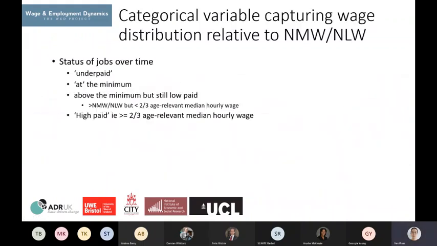The last thing that we did is try to put in a category variable to capture the wage distribution relative to the national minimum wage. So for job status over time, we have four classifications. The first one is underpay, then those who are at the minimum wage, and those above the minimum wage but still lower than low pay. We take the threshold as two-thirds of the median hourly wage. And the last one is high pay, those who are over two-thirds of the median hourly wage.